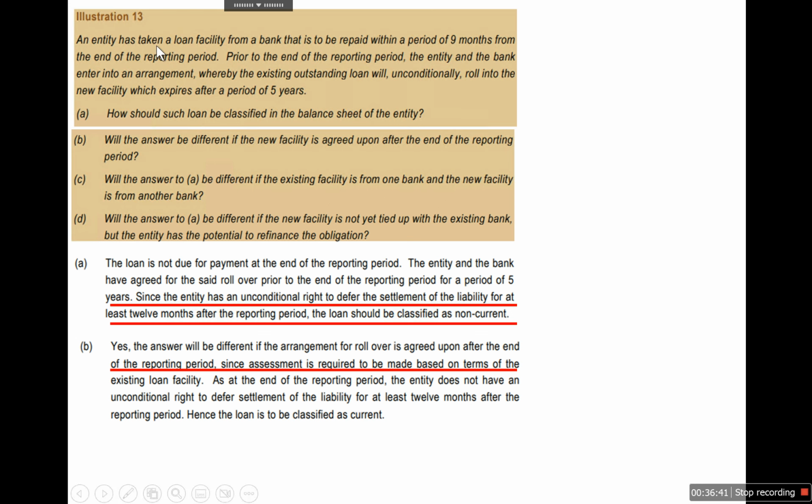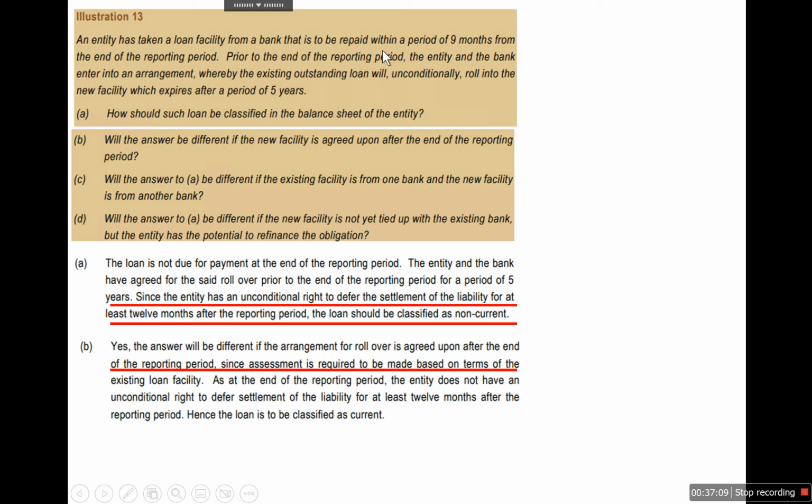Next is, an entity has taken a loan facility from a bank that is to be repaid within a period of 9 months from the end of the reporting period. Prior to the end of the reporting period, the entity and the bank enter into an arrangement whereby the existing outstanding loan will be unconditionally rolled into a new facility which expires after a period of 5 years.